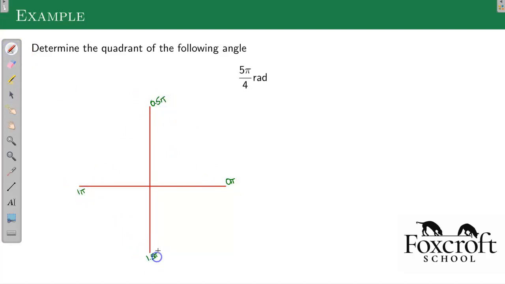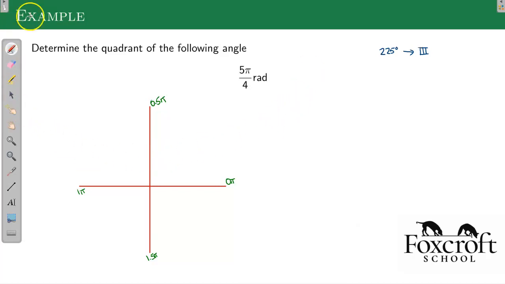Let's look at a bunch of different ways you could do this. First, you could convert this to degrees. If you converted this to degrees, you would see this is the same as 225 degrees. And we know because it's between 180 and 270, that's in quadrant 3. That's going to take a little bit of time because you're doing the conversion from radians to degrees, but it gives you the type of thing you're more comfortable with. Let's see how to do it without converting it.